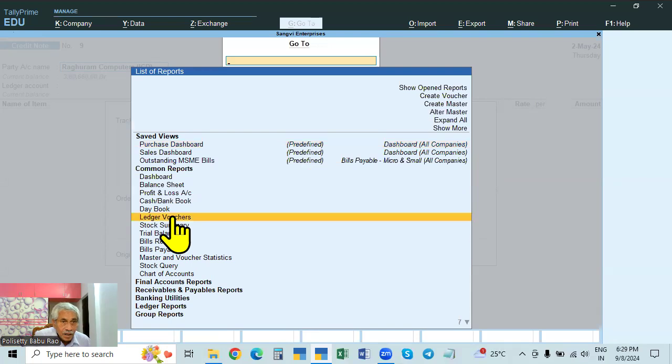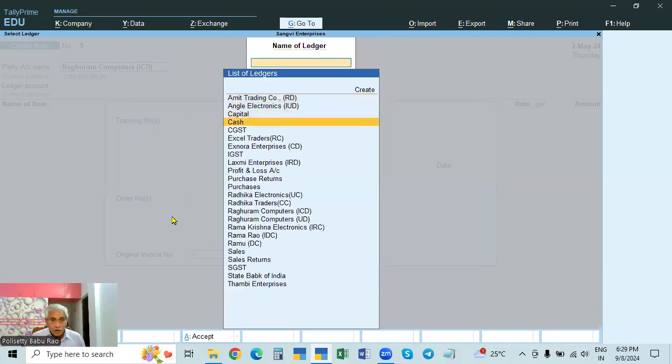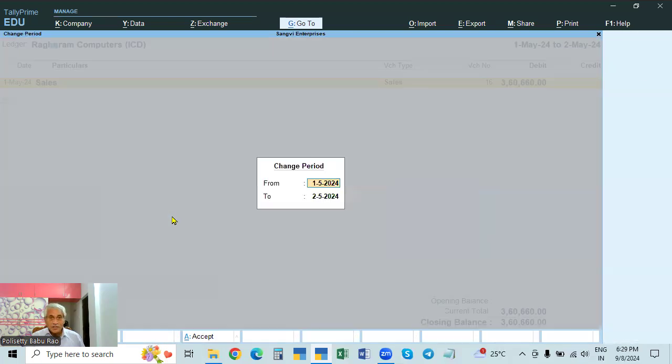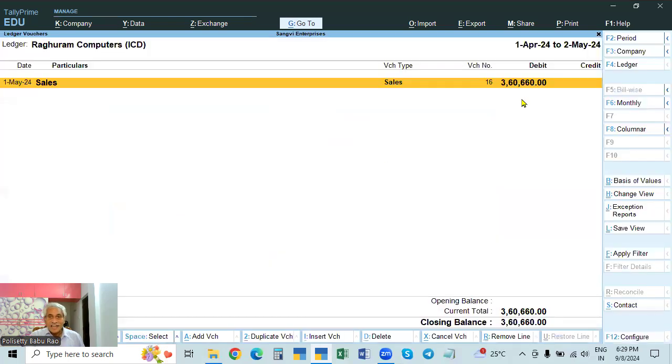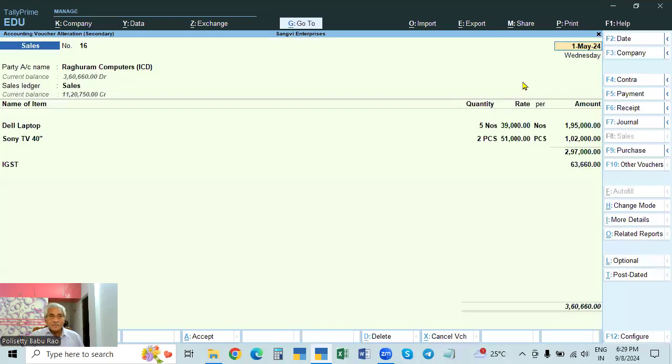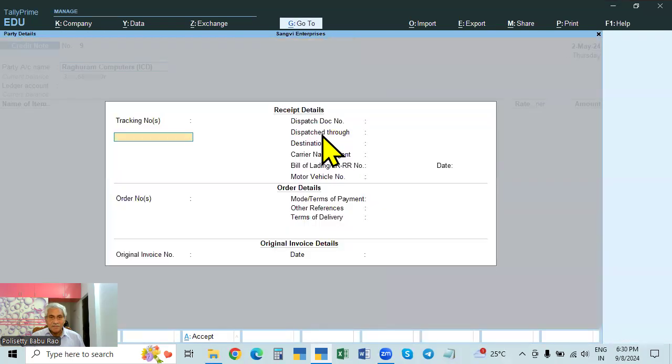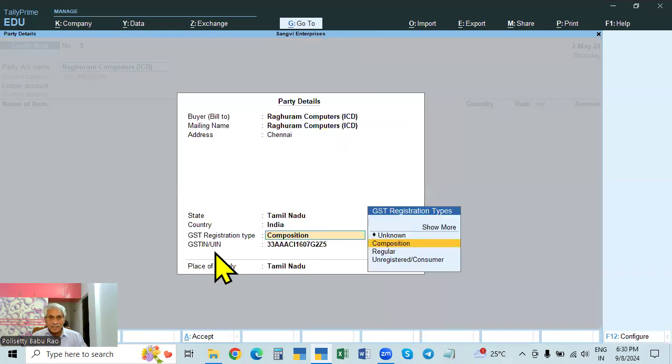What is the name? Program Computers. Okay, go to Program Computers, ICD. Program Computers here also, only one sale is there. Go there and see invoice number 16, first May, and you will get Dell laptop, Sony TV. We will take up Sony TV, one piece. Okay, 16, first May, Program. Accept, escape. Okay, 16, directly you can click the mouse here. So 16, first May, that is the date, and the Program Computers and everything is there.